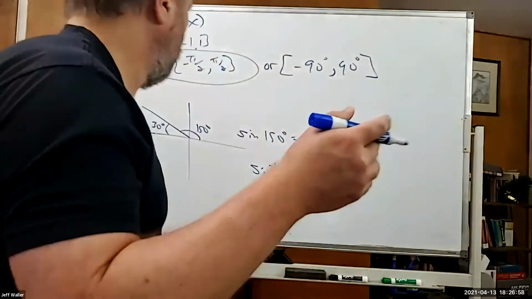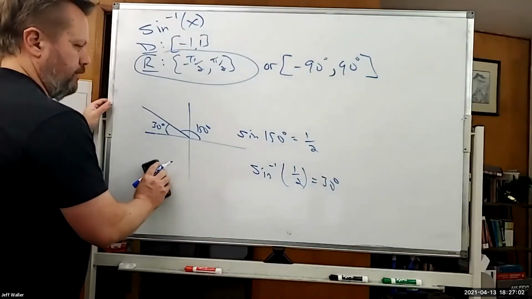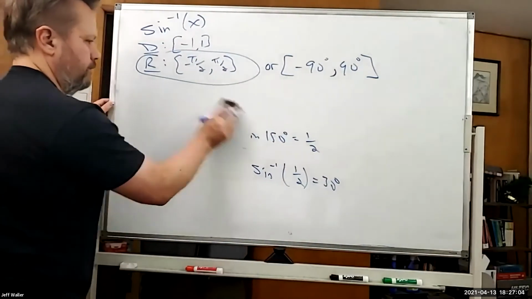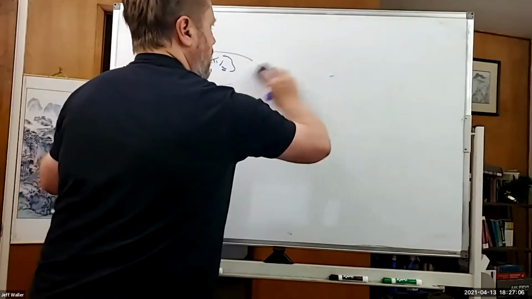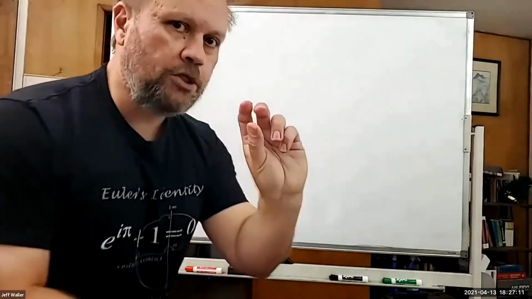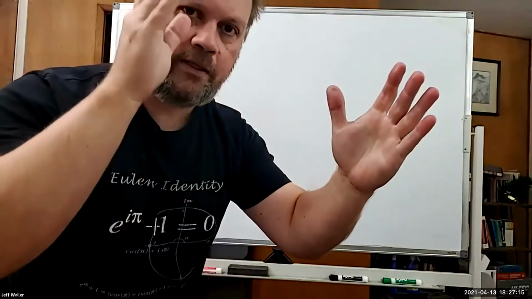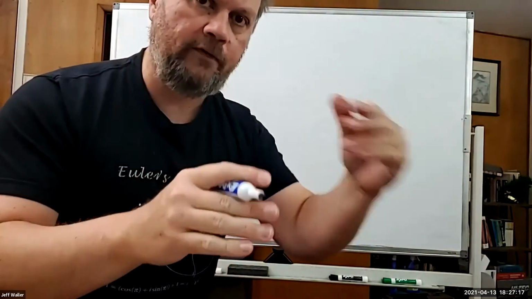So you just got to realize, depending on the problem, you have to know what quadrant you're in, and you might have to adjust the answer you get from inverse sine, because it can only give you between -90 and 90, negative pi over 2 and pi over 2.